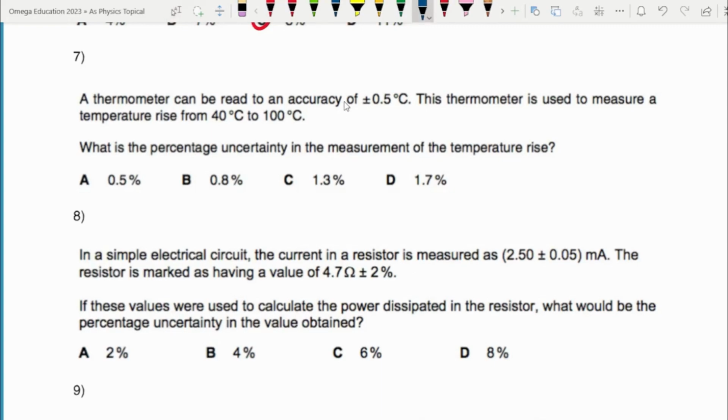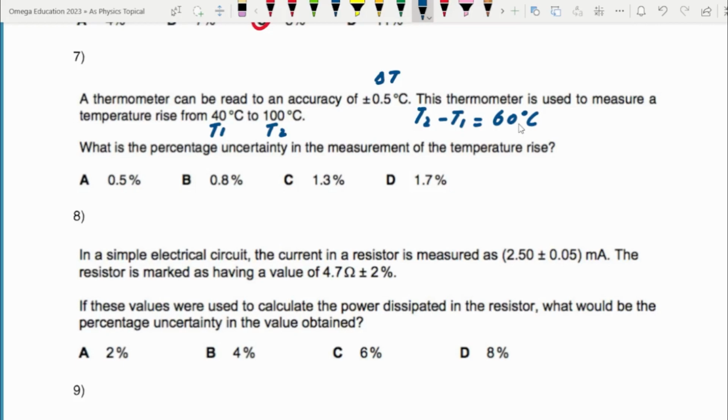Okay, the thermometer has an uncertainty. You can call it delta T. This is the absolute uncertainty in the temperature. This is your T1 and this is your T2. And what do you need to find? You need to find the percentage uncertainty in the measurement of the temperature rise. So you need to find the principal value first as well, for the temperature rise, for the difference in the temperature. So the difference in the temperature would be T2 minus T1, which would be 60 degrees Celsius.